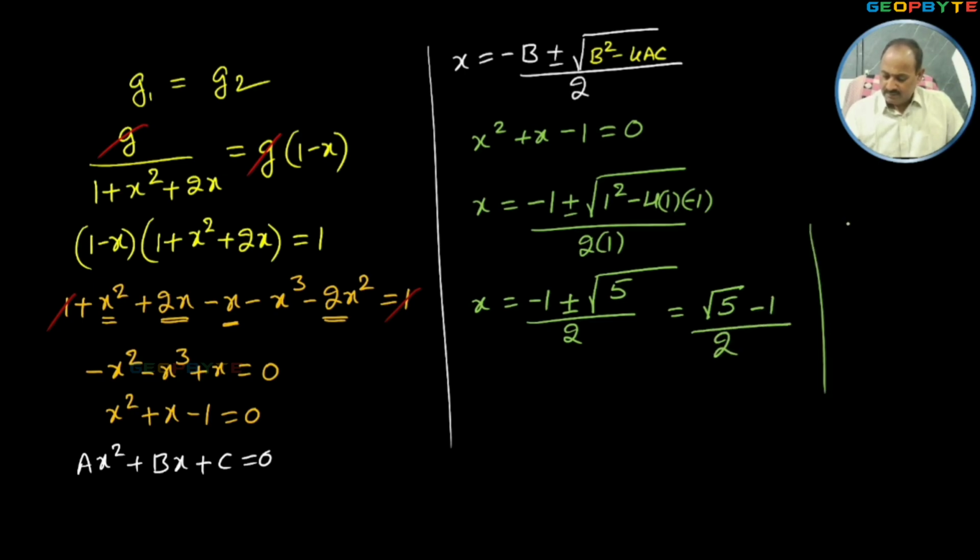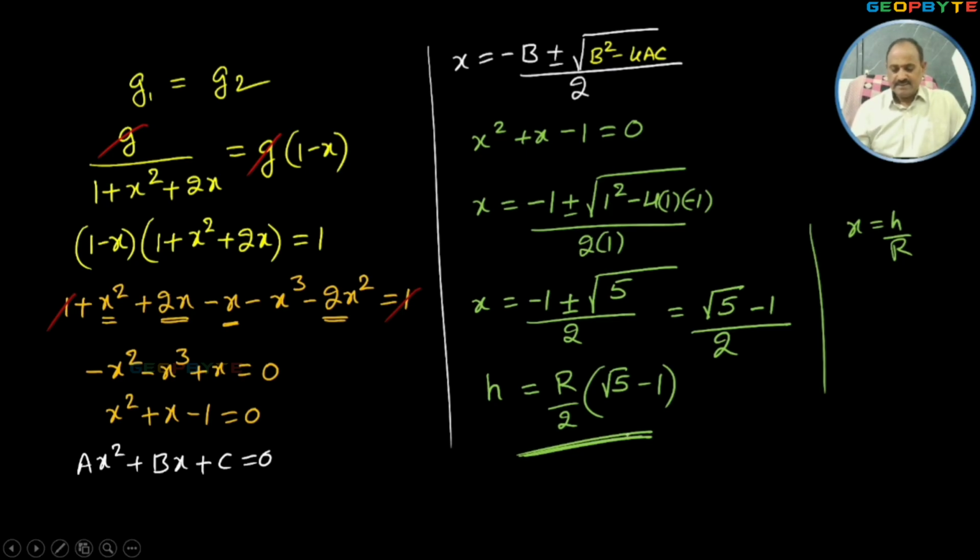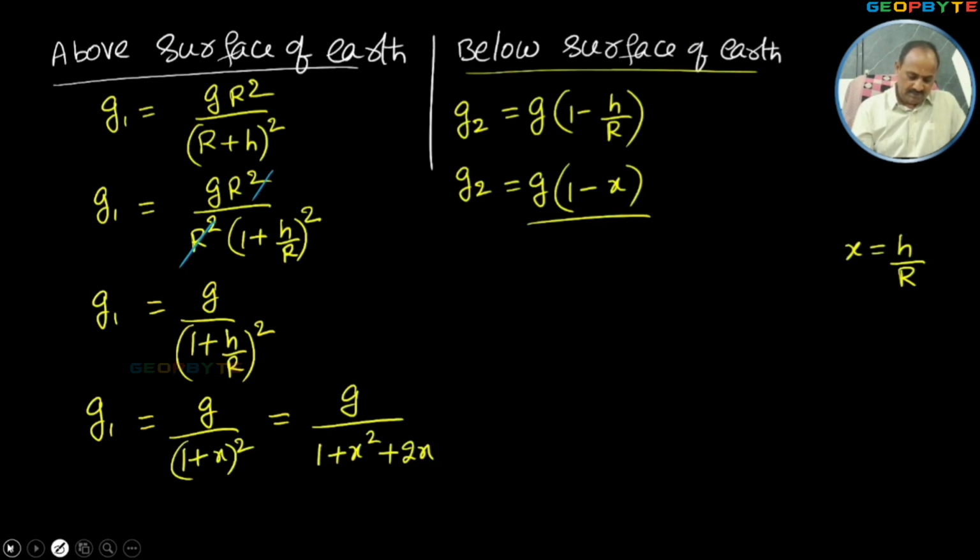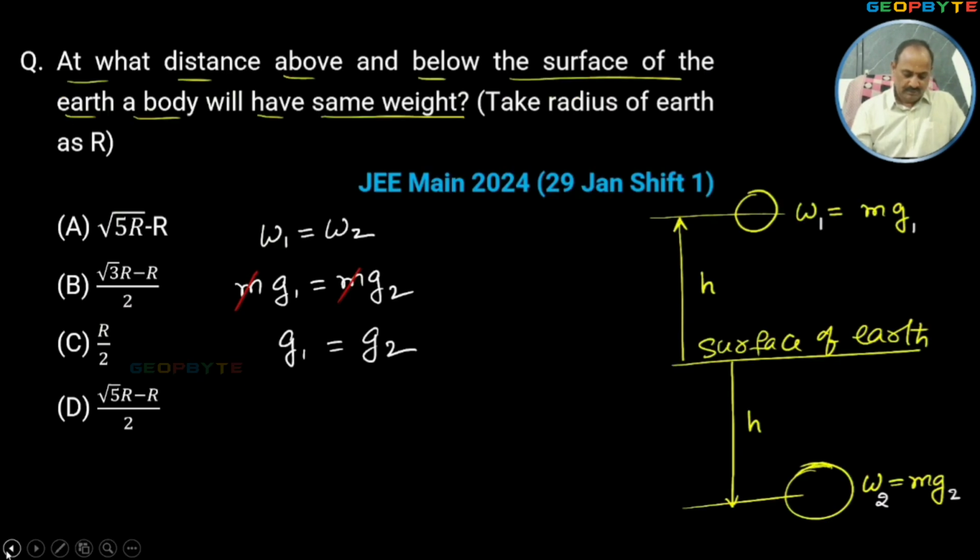But x equal to what? x equal to h by R. Then h equal to R by 2 into (root 5 minus 1). At that height and depth, the acceleration due to gravity remains the same, or the weight of the body remains the same. R by 2, look at the options.